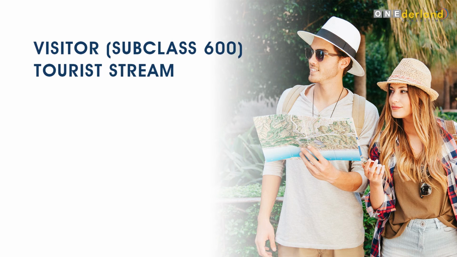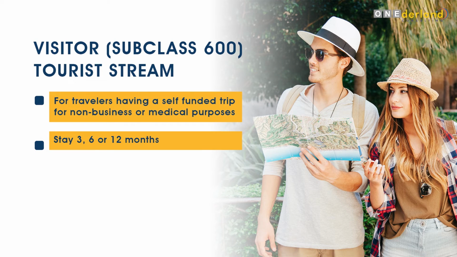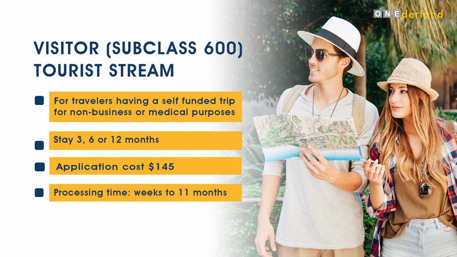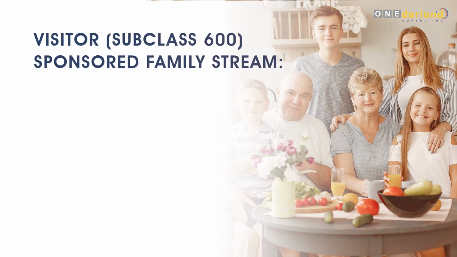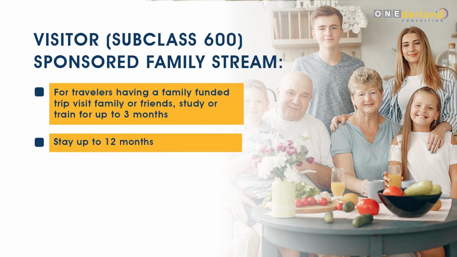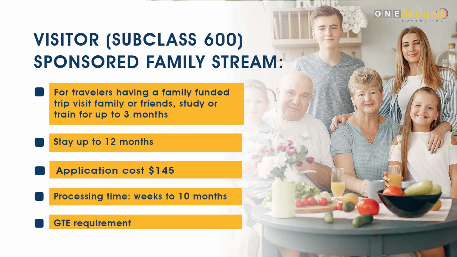Visitor Subclass 600 Tourist Stream: for travelers having a self-funded trip for non-business or medical purposes, stay 3, 6 or 12 months, application cost 145, processing time weeks to 11 months, and there's a GTE requirement. Visitor Subclass 600 Sponsored Family Stream: for travelers having a family-funded trip, visit family or friends, study or train for up to 3 months, stay up to 12 months, application costs 145, processing time weeks to 10 months, and there's a GTE requirement.